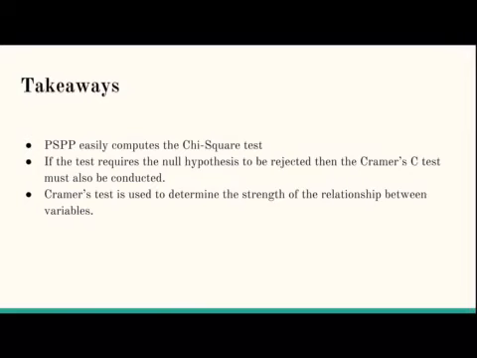Our takeaways for this video are that PSPP easily computes the chi-square test. If the test requires the null hypothesis to be rejected, then the Cramer's V test must also be conducted. Cramer's V is used to determine the strength of the relationship between variables.